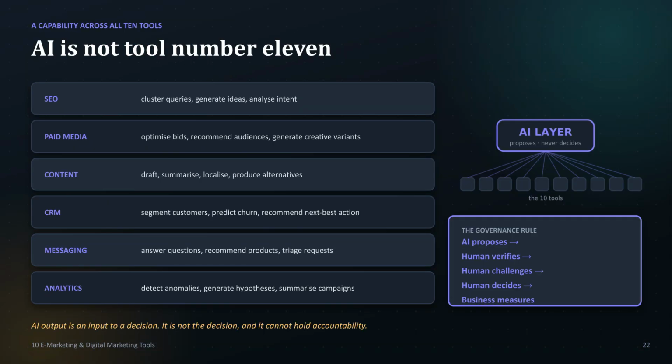AI is not a separate tool. It is a capability woven into all 10. From SEO to analytics, AI can handle heavy lifting, but the governance rule is absolute. AI proposes, but the human verifies, challenges, and decides.